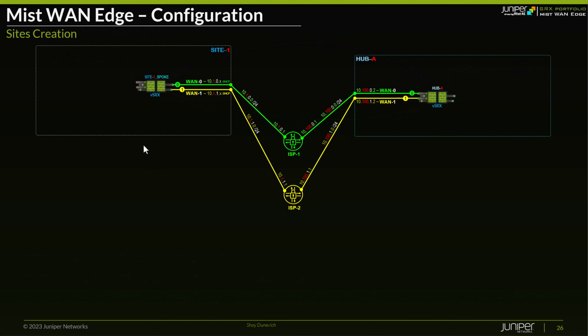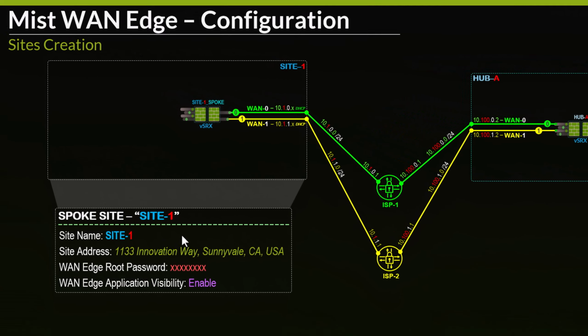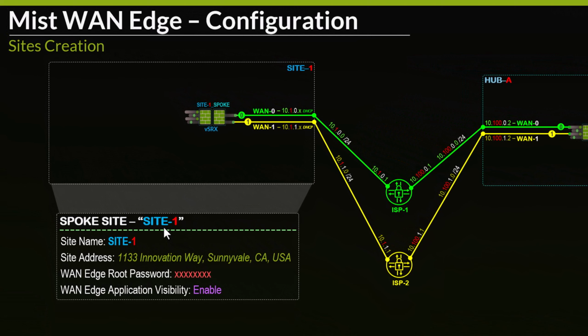So step 1 is site creation. As an example, we're going to create a site named site-1. And as you will see in a second, there are a lot of parameters you can configure under site in Mist. But the minimum you would need is to set an address. In this case, I'll use the Sunnyvale headquarter address for my sites.